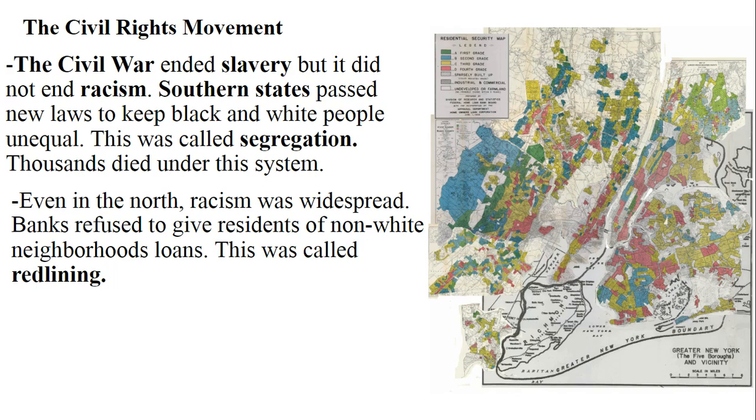A neighborhoods in green were considered great investments, and banks would loan people who lived in that neighborhood money to do things like buy a house or start a business. Neighborhoods that were in red and given a grade of D would not get loans for homes or businesses. Neighborhoods in red were almost always communities of color.